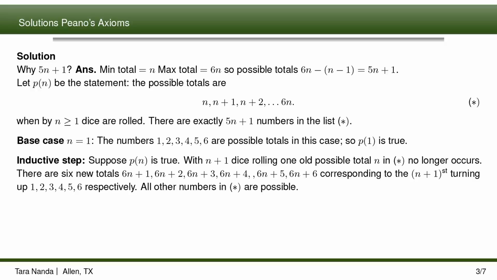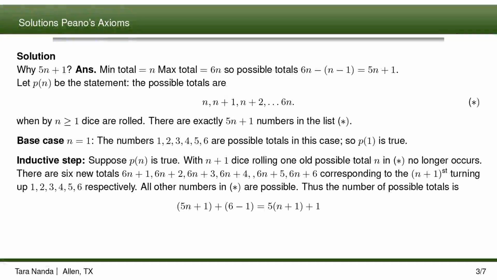All other numbers in the list star are possible. For example, the total n plus 1 will occur when the total on the first n dice is n and the n plus first die shows a 1. Similarly, a total of n plus 2 will occur when the total on the first n dice is n plus 1 and a 1 shows up on the n plus first die.